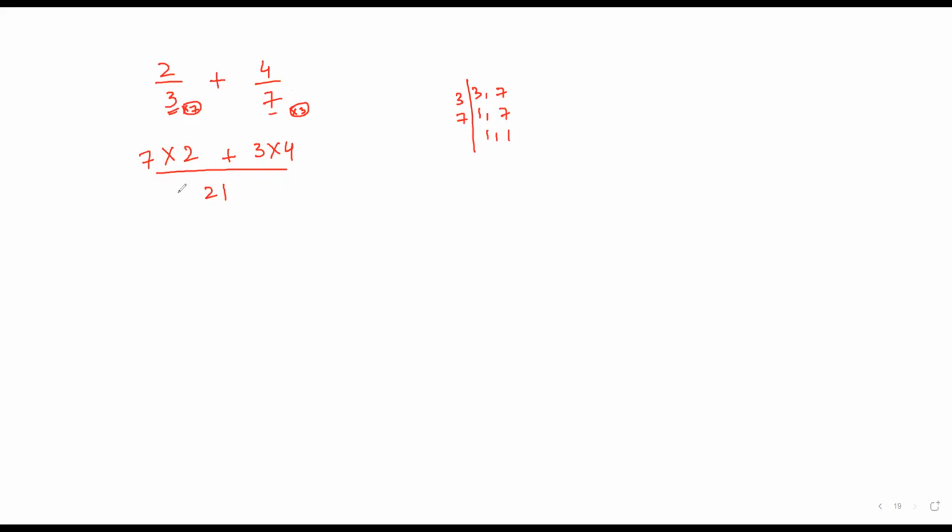So just simple now, multiply. So 7 into 2 is 14 plus 3 into 4 is 12, divided by 21. And then you add it. So 26 by 21. This is the answer. Understood? Yes, ma'am. So please write it, and write these also so that you remember.